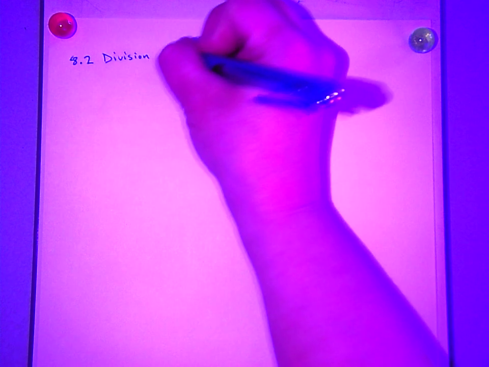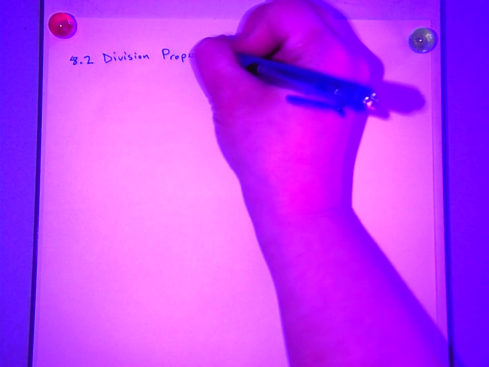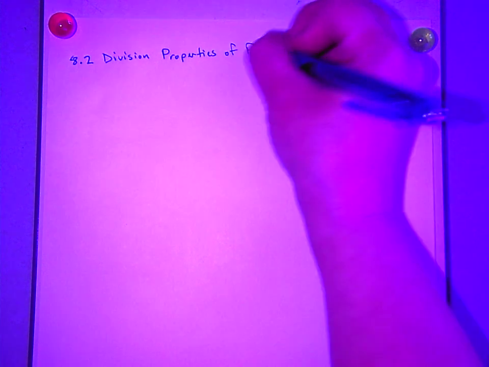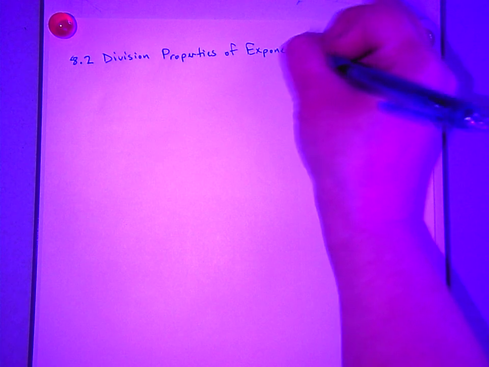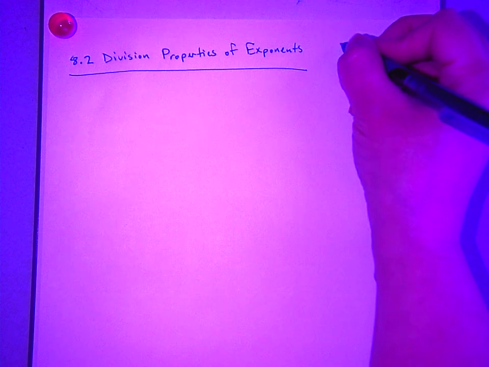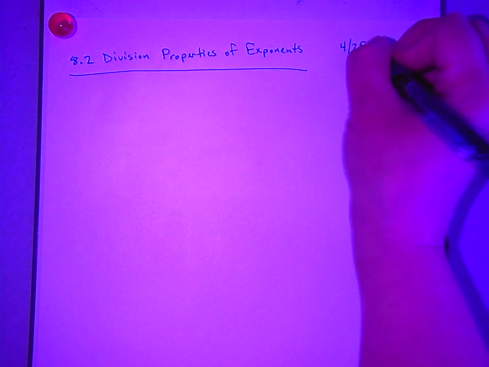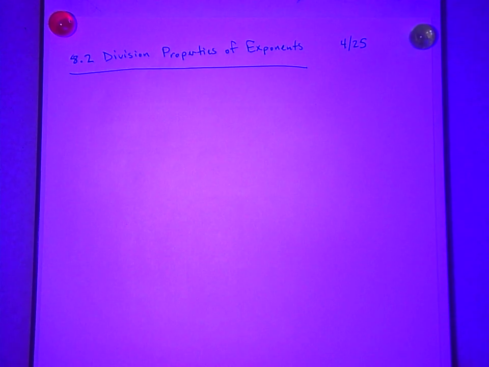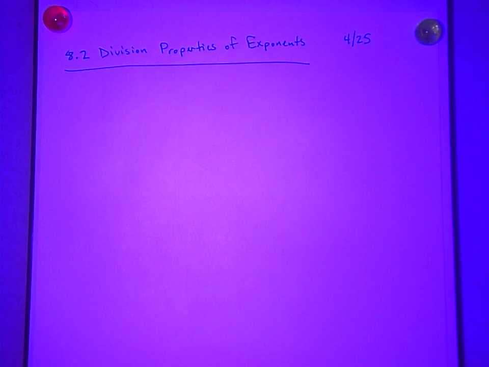So now what you're going to write in your notebook is 8.2, division properties of exponents. And today is 4/25. Sorry about the light, it'll fix itself in just a moment.